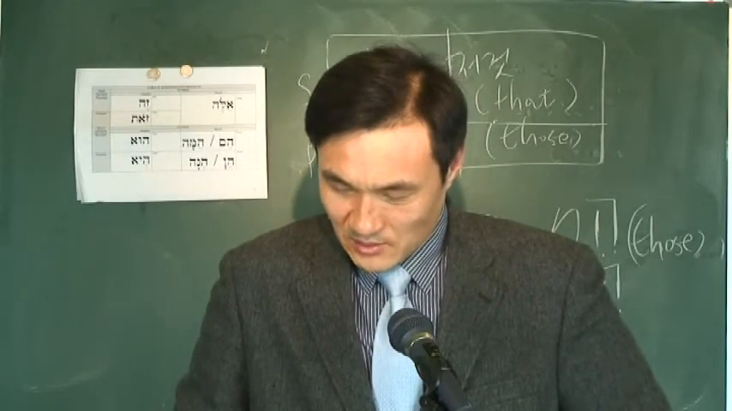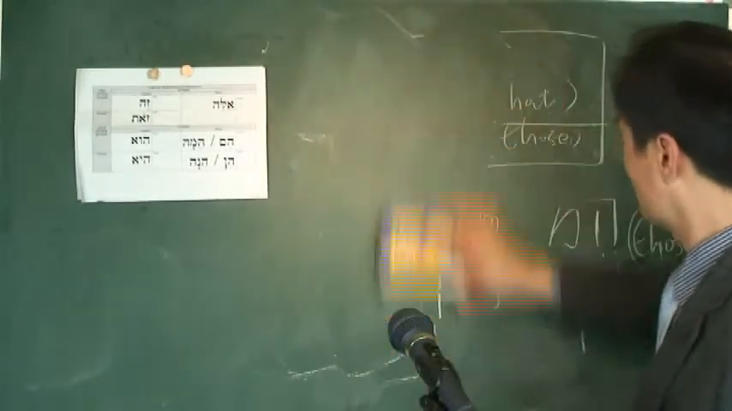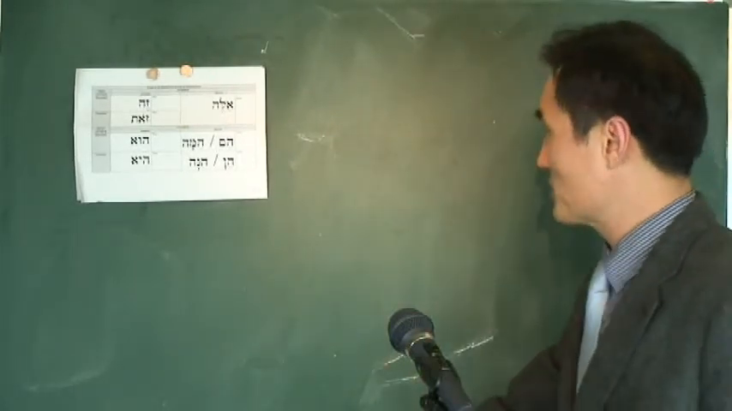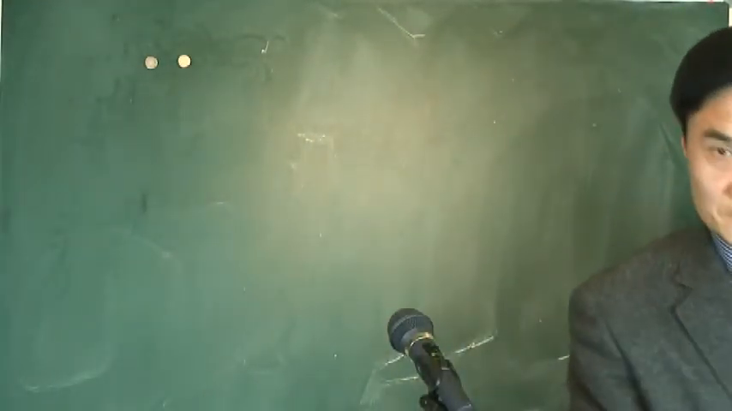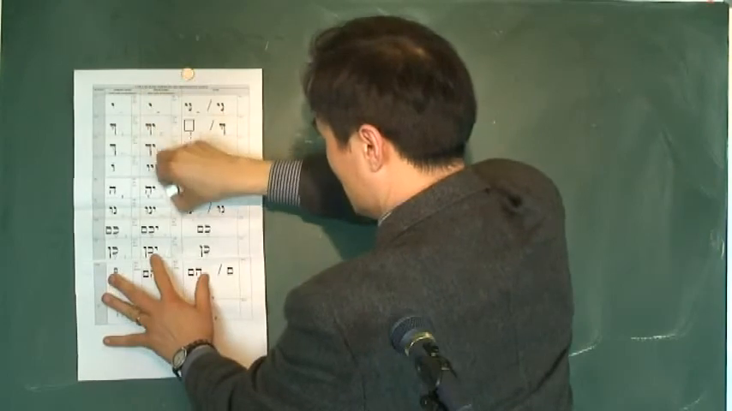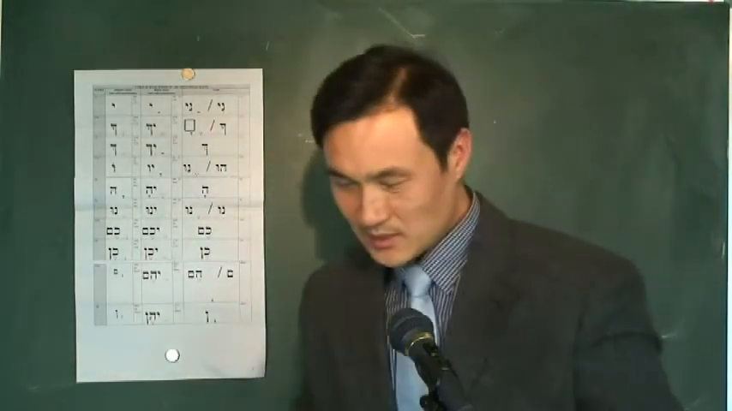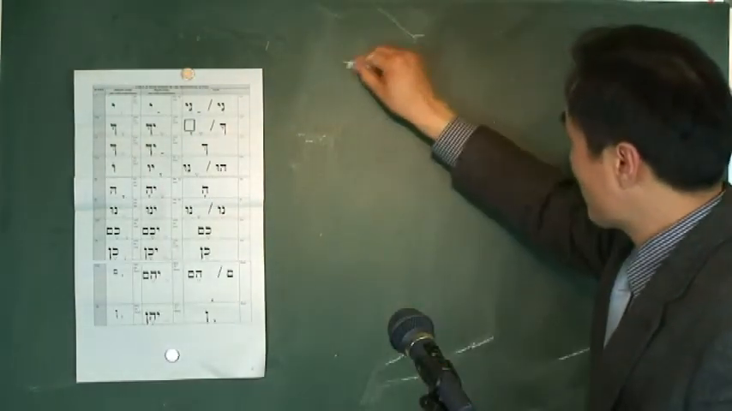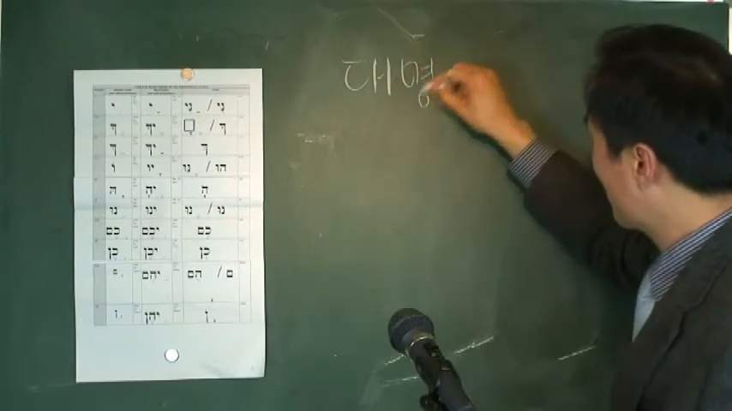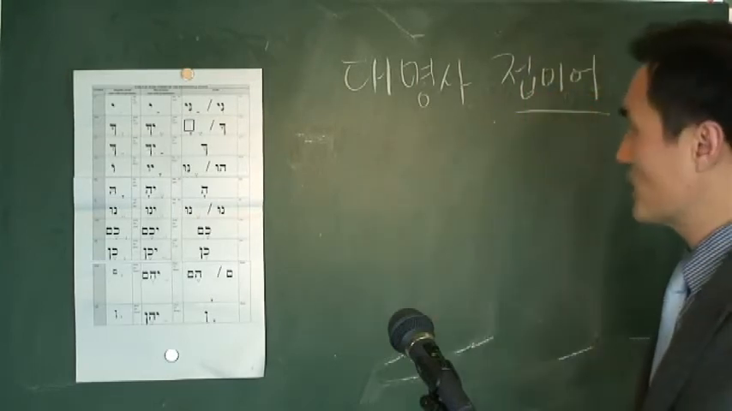Lastly, let's look at the endings of persons. We will lastly look at the suffixes of pronouns. In Hebrew, these are called pronominal suffixes. These are a kind of suffixes and are added to nouns, verbs, and prepositions.